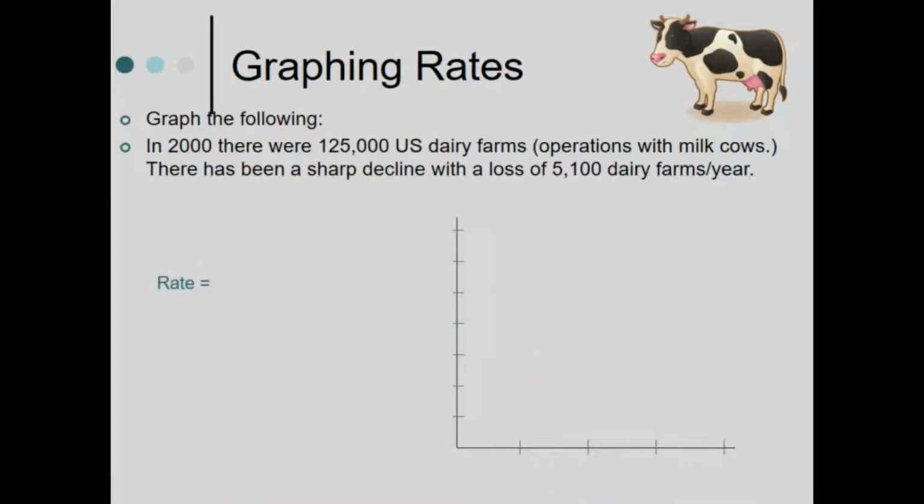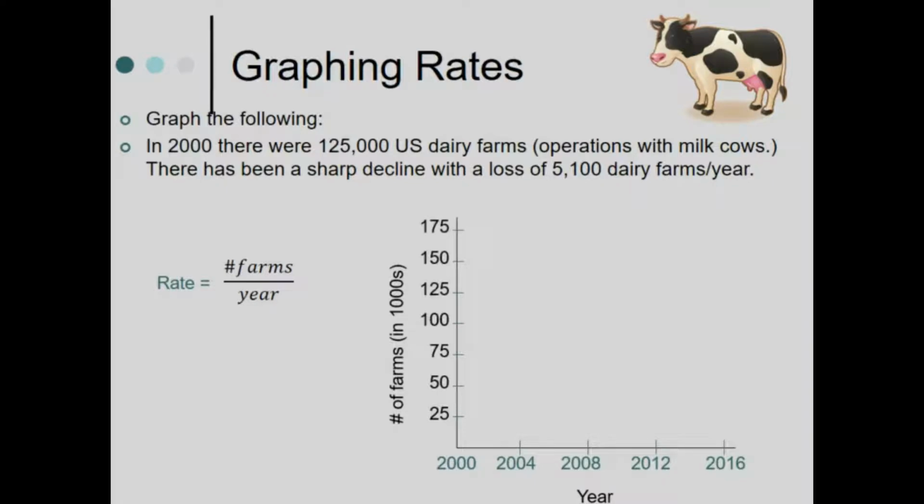The rate given here is the loss of dairy farms per year, and as a general rule, the quantity listed in the numerator appears on the vertical axis. So we'll put the number of farms on the vertical axis. The value in the denominator of our rate is the quantity that appears on the horizontal axis, which is going to be years. Filling in some values then for this particular problem, we have our axes taken care of.